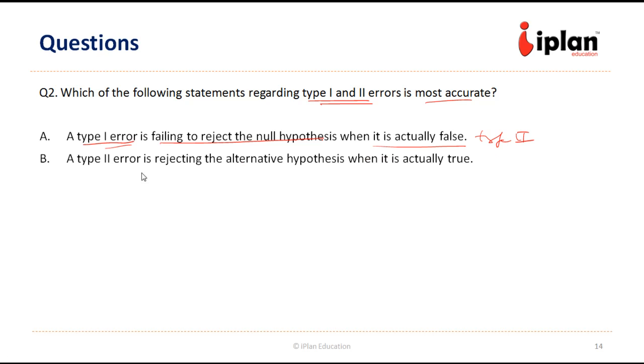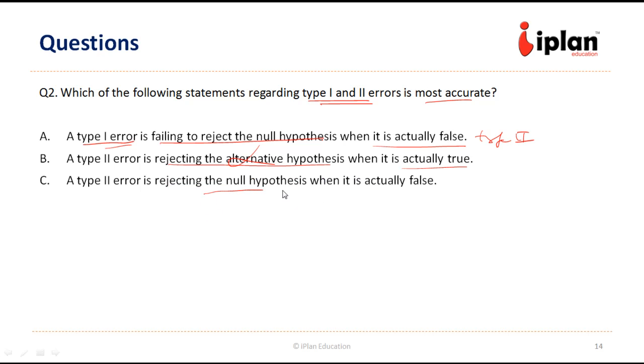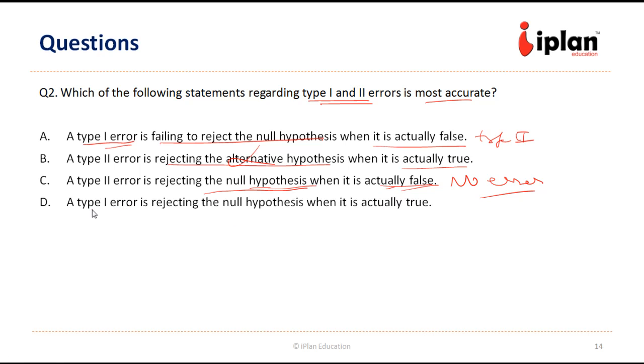Type 2 error is rejecting the null hypothesis, alternative hypothesis when it is true. We do not reject the alternative hypothesis. We always reject the null hypothesis. Type 2 error is rejecting the null hypothesis when it is actually false. There will be no error. When we are rejecting a null hypothesis when it is false, there will be no error. Option D says type 1 error is rejecting the null hypothesis when it is actually true. This is right. So again option D is correct.